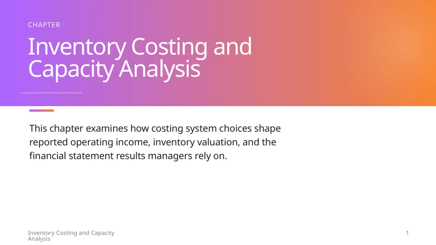In this chapter, we're diving into inventory costing and capacity analysis. We'll explore how the different costing systems a company chooses can significantly impact the way operating income is reported. Beyond just income, these choices also affect how inventory is valued on the balance sheet, which in turn influences the overall financial statements. Understanding these relationships is crucial because managers depend on this information to make informed decisions.